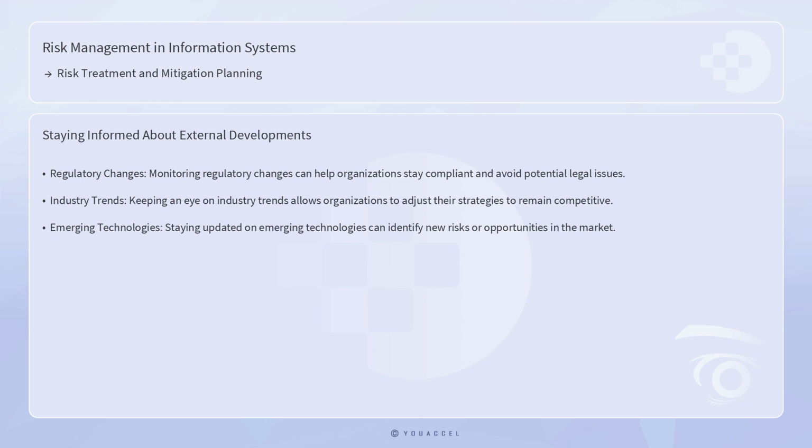In addition to internal monitoring, organizations should stay informed about external developments that could impact their risk landscape. This includes monitoring regulatory changes, industry trends, and emerging technologies that could introduce new risks or opportunities. By staying abreast of external factors, organizations can proactively adjust their risk mitigation strategies to remain compliant and competitive.